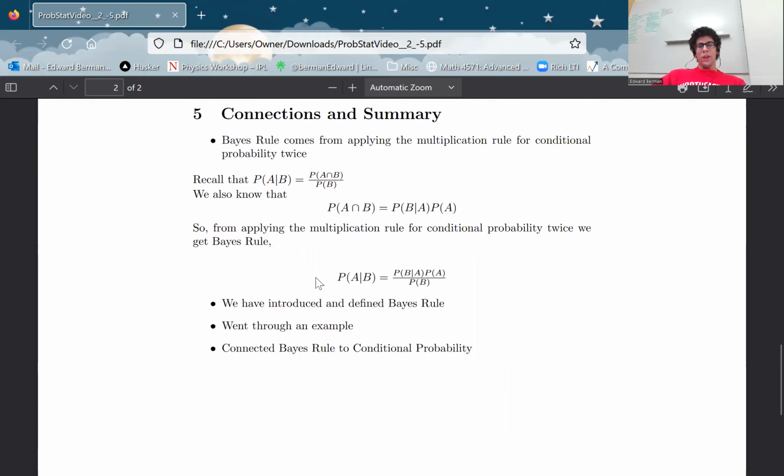So what have we done? We have introduced and defined Bayes' rule. We went through an example, and we connected Bayes' rule to the multiplication rule for conditional probability.